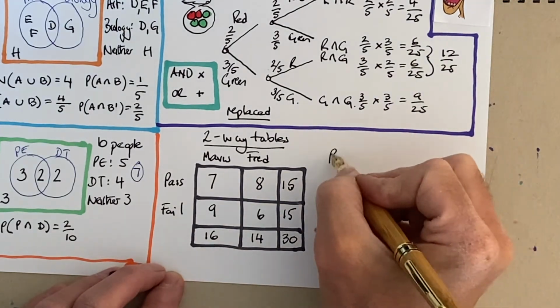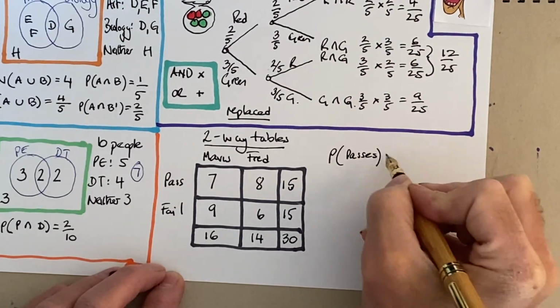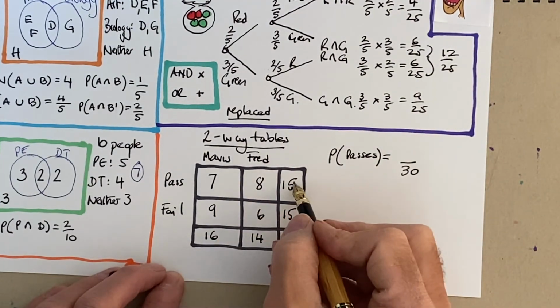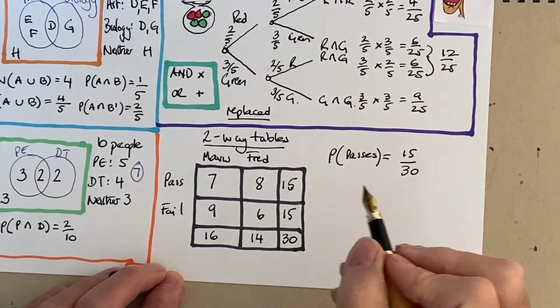And then we can look at some questions. For instance, the probability that someone passes. Well, here I know that there are 30 people, so it's out of 30. And I can see that 15 passed. So half the people passed. But also what I can do here is conditional.